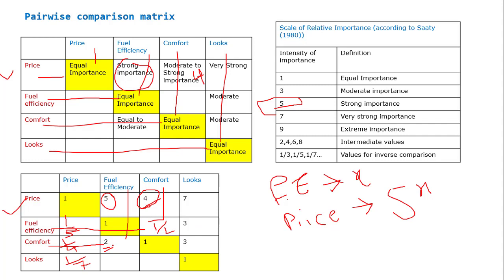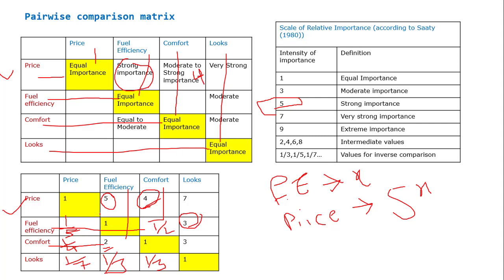Once these points are converted, this table is known as the pairwise comparison. So you have to remember one thing: this scale you need to remember to convert from here to here. If this is given to you, then there is no need for this table. So either this table will be given to you or that table will be given to you. You have to proceed further to get the criteria weights.